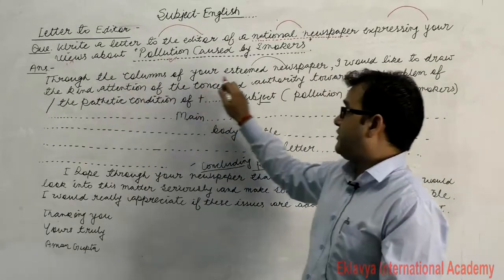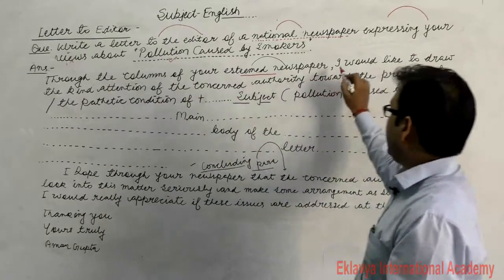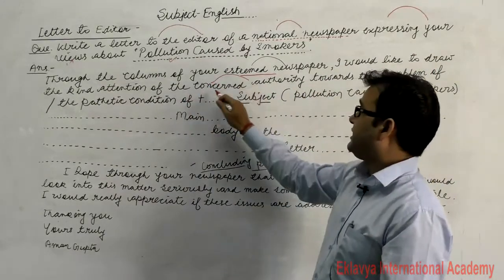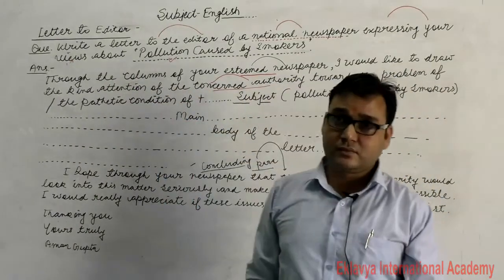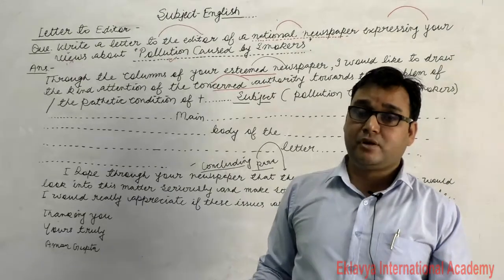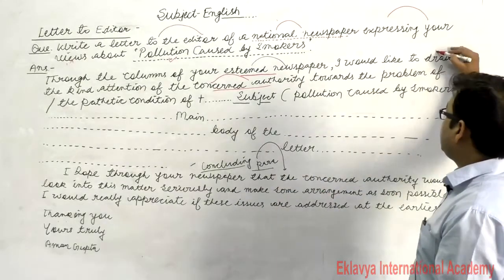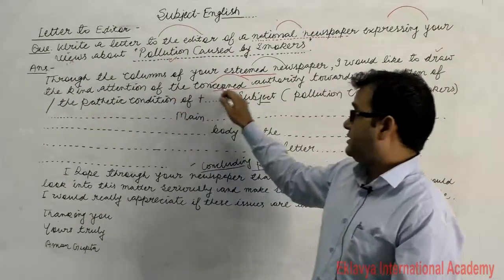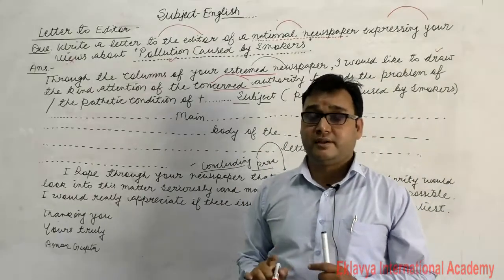To the column of your esteemed newspaper, आपके esteemed newspaper के columns के माध्यम से I would like to draw the kind attention of the concerned authority. मैं concerned authority का attention जो है खींचना चाहता हूँ. मैं draw करना चाहता हूँ, खींचना चाहता हूँ क्या? The kind attention of the concerned authority का the authority that are accountable for the same problem.